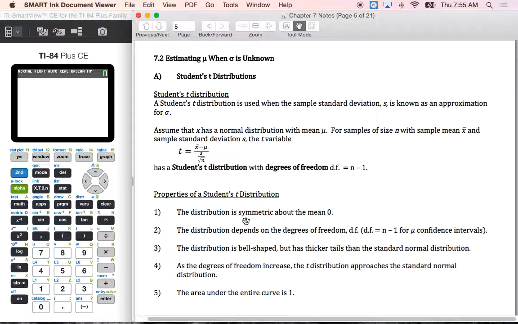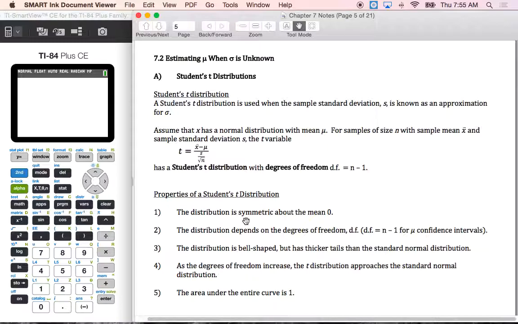For 7.2, we're going to estimate the population mean when we don't know what our population standard deviation is. So we don't know what our sigma is. Now with this, we have to use a new table. In your table packets, it's not the Z table anymore, it's going to be the T table. If you don't know the population standard deviation, we have to use this T table. That's our student's T distribution.